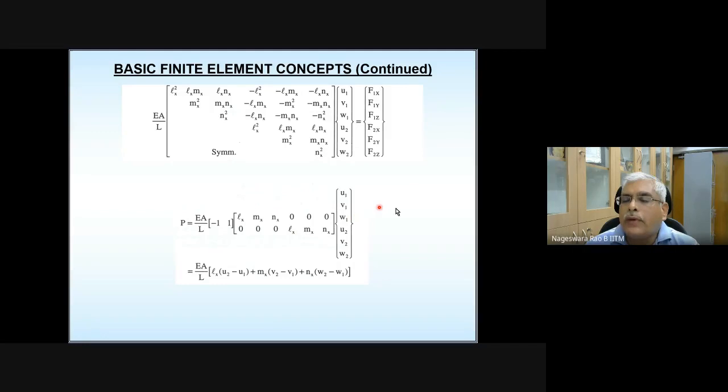If you understood the plane truss problem or 2D truss problem, you can easily extend that concept here, and it's easy to understand. The axial force is given directly.